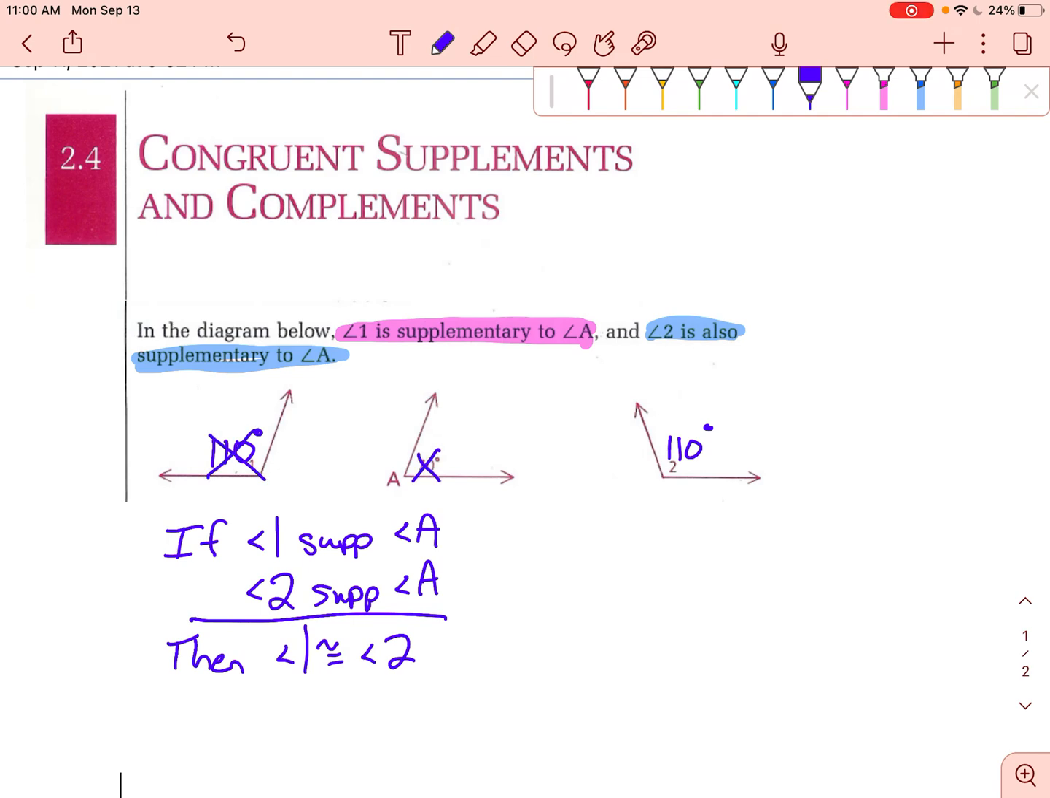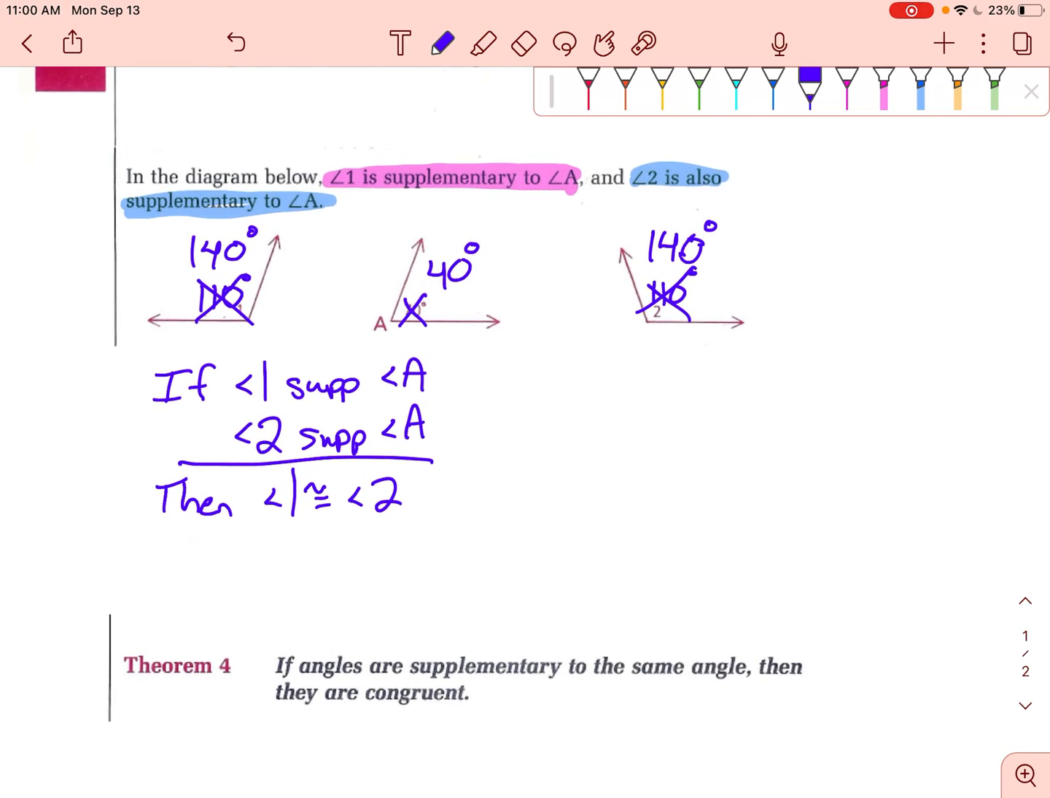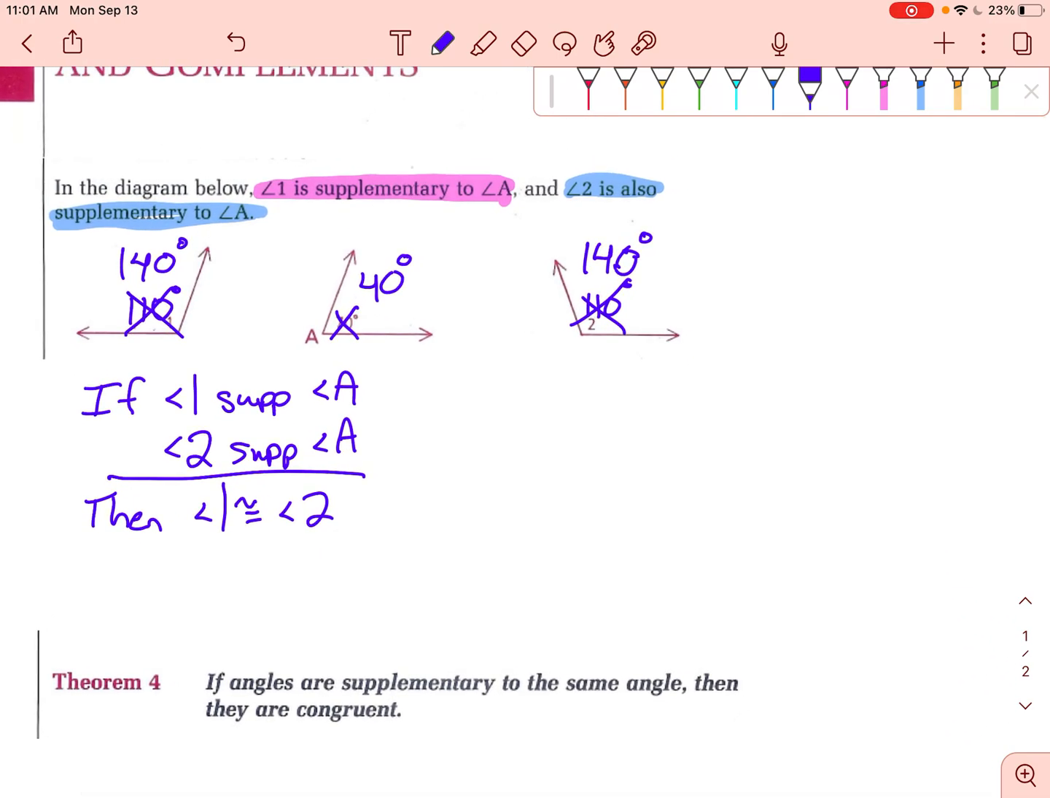Let's pretend hypothetically now that angle A is 40 degrees. If angle A is 40 and angle 1 is supplementary to it, that would have to be 140. If angle 2 is supplementary to 40, that's also 140. So it's true that those angles will always be congruent, and the reason is right here.